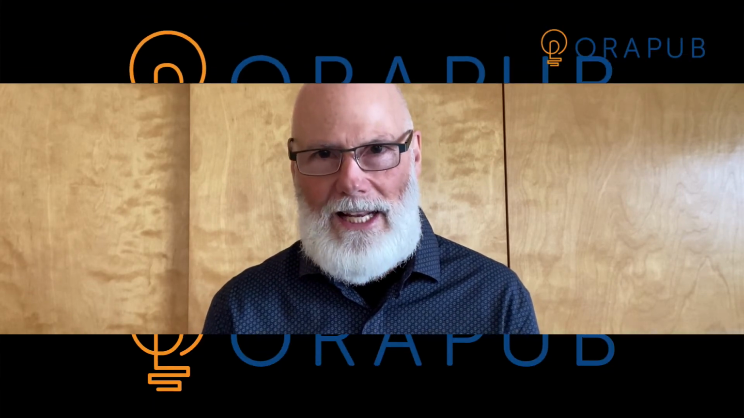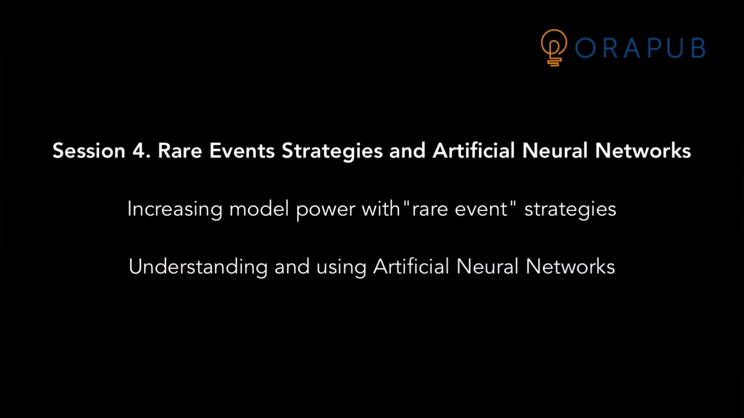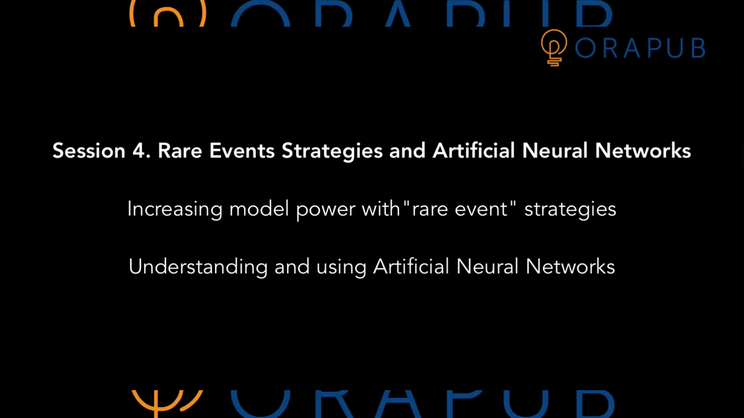Session 4 is entitled Rare Event Strategies and Artificial Neural Networks. Most supervised learning models struggle to recognize a rare event, like poor performance. I'm going to teach you a number of industry standard ways to deal with this. And we're going to talk about artificial neural networks using the TensorFlow platform that's actually built by Google, because decision trees do have some predictive limitations that artificial neural networks can sometimes overcome.